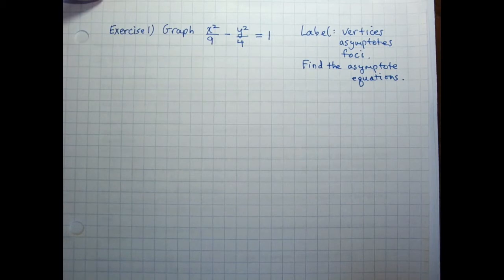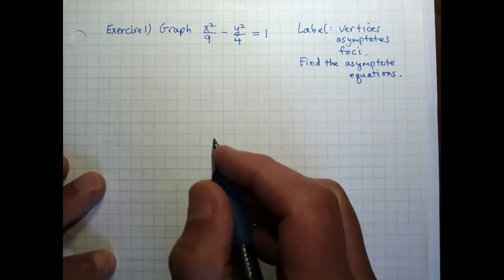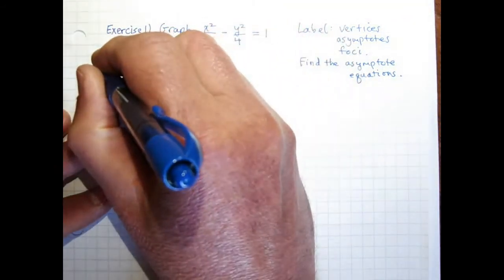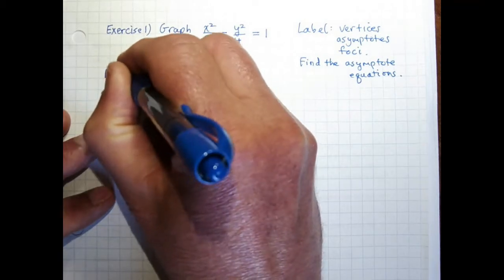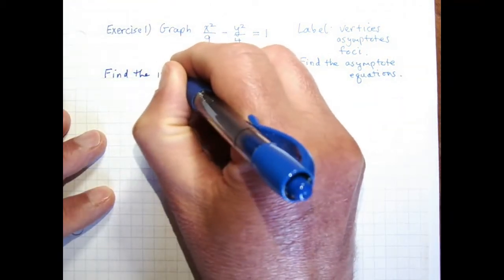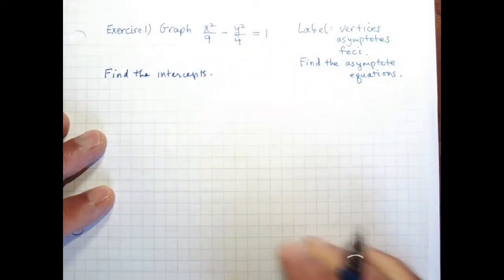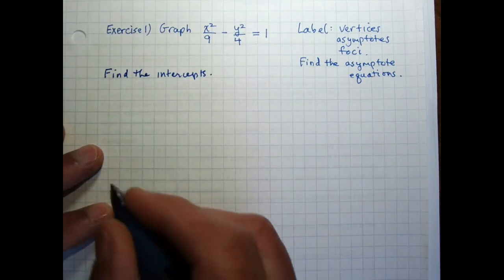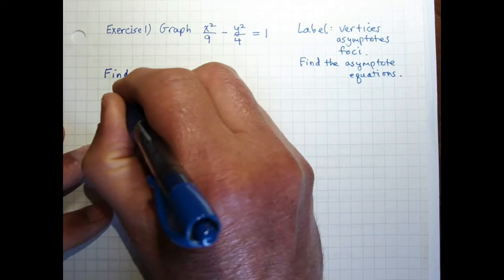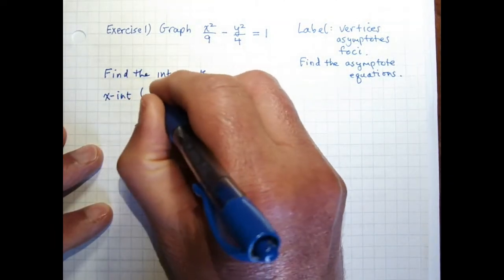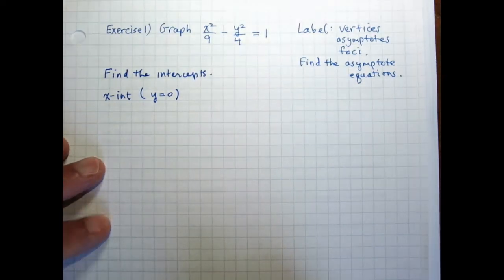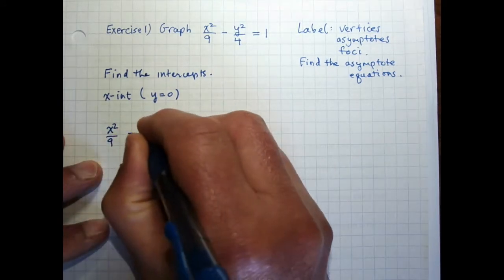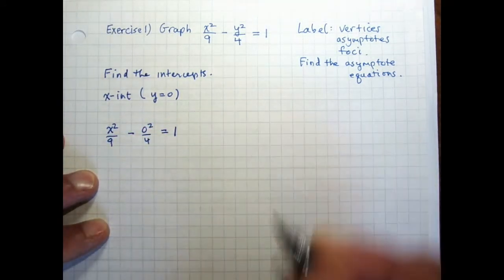So I just wrote it up here on a separate sheet of paper. The first thing we want to do is find the intercepts. And you don't have to know ahead of time if the intercepts are on the x-axis or on the y-axis. Let's just look for both. For the x-intercepts, if we set y equal to 0 in the equation, then I'd be writing x squared over 9 minus 0 squared over 4 equals 1.